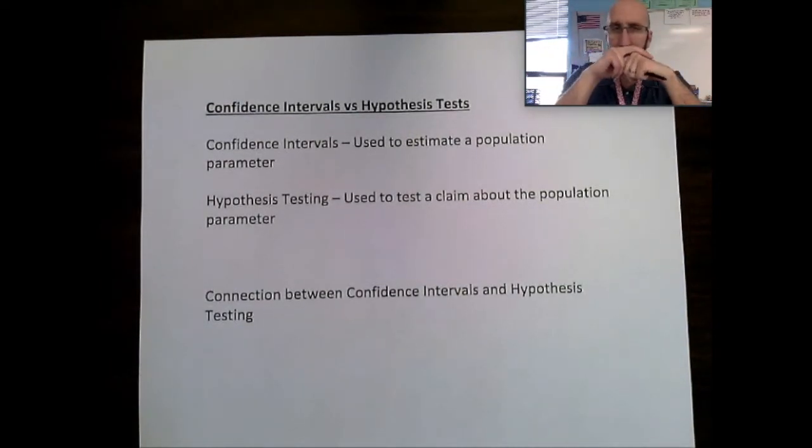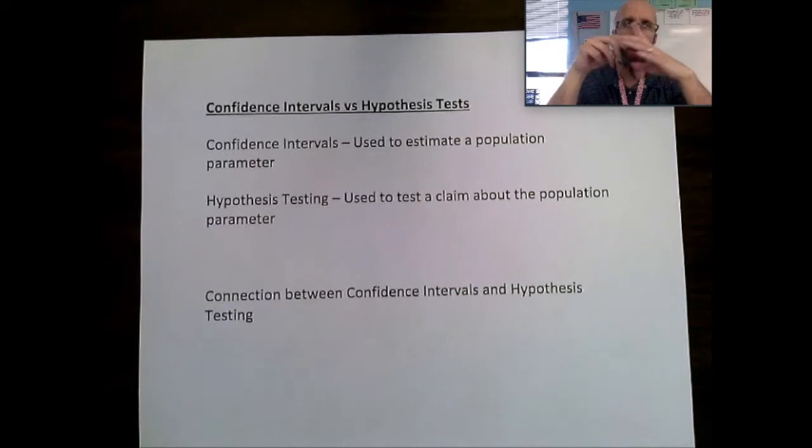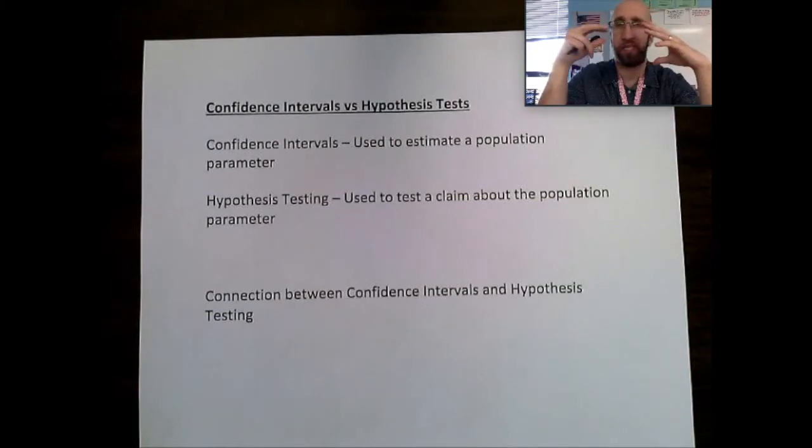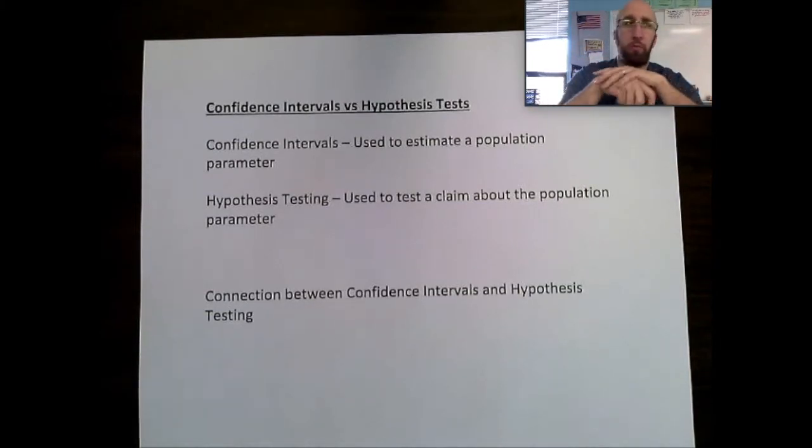Their similarity is they both deal with the population proportion, because a lot of statistics is all about using samples to, in one way or another, find out more information about your population, such as your population parameter, so your population's proportion, your population's mean, stuff like that.